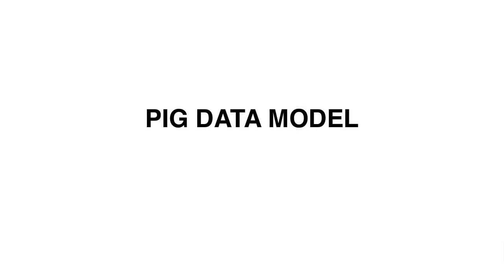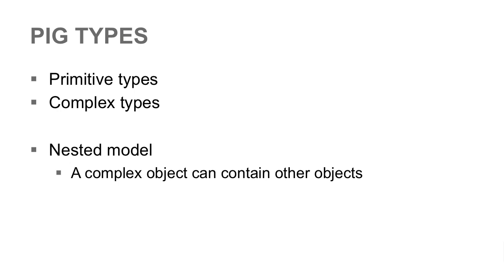In this section, we will introduce the Pig data model. Pig types come in two forms. We have primitive types and complex types. One of the differences in comparison with the relational model is that the model is nested, and that means that a complex object can contain other objects.